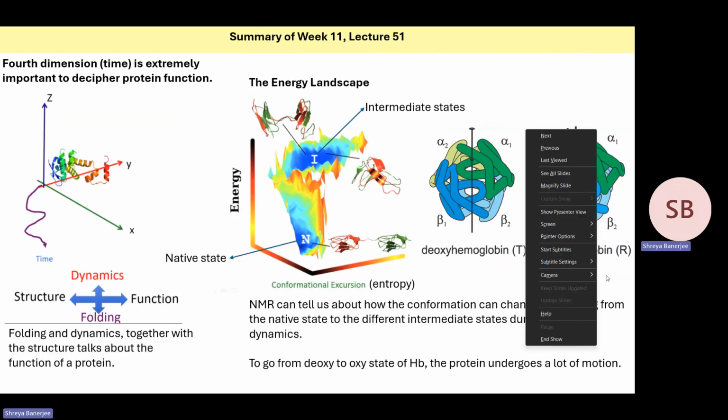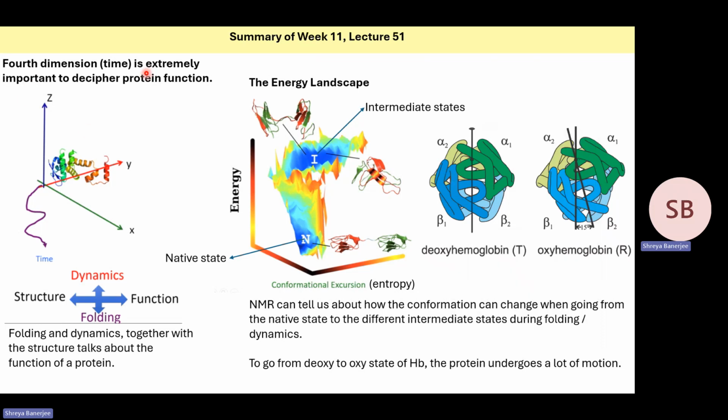So we saw in the previous class also that we are calling it multidimensional. So what is the fourth dimension? You have three dimensions, the x, y, and z axis, because the protein is a three-dimensional structure. The fourth dimension is your time. That is, according to time, how is the structure changing?